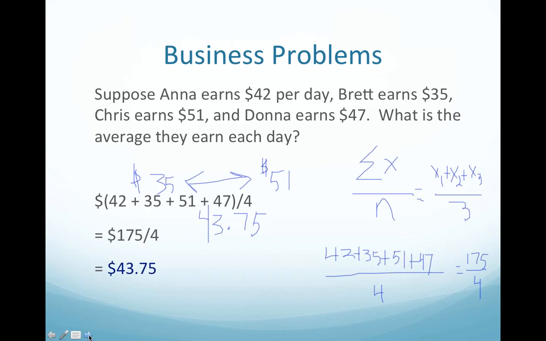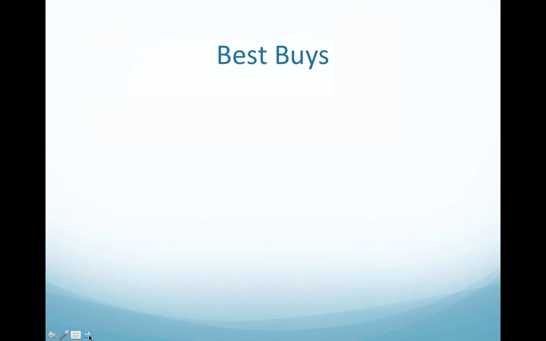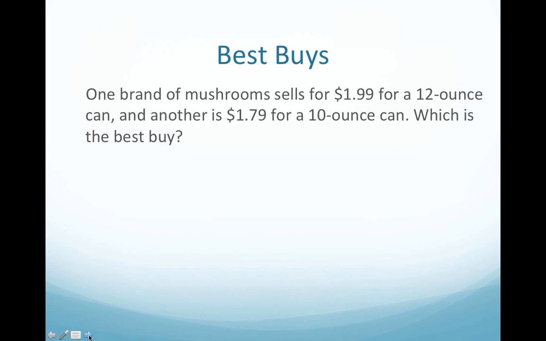So we're correct. Our answer falls between 35 and 51, which is what it should do because it is an average. An average is a number that's supposed to represent the entire group, not just one person or one item in the group. It's supposed to represent the entire group. Okay, so that's it.